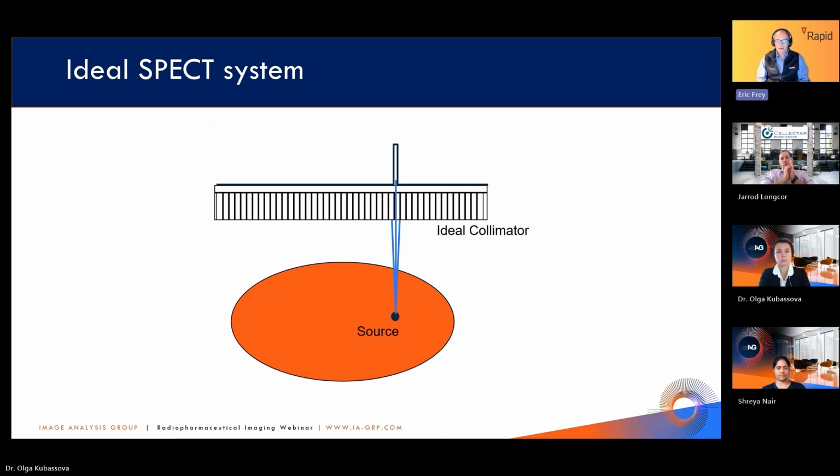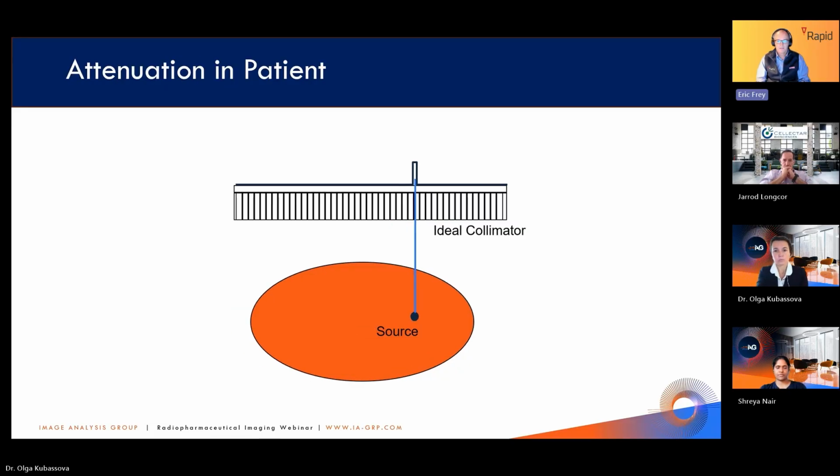So if we had an ideal SPECT system, if you have a source inside the body, the photons would be emitted and they would travel through the body without interacting. They'd then be incident on the camera, and the camera would only collect the photons that were perpendicular to the collimator. And if the imaging system was able to do that, then we could reconstruct using direct methods the quantitative distribution of the radionuclide inside the body. Next slide, please. On the other hand, that's not the case.